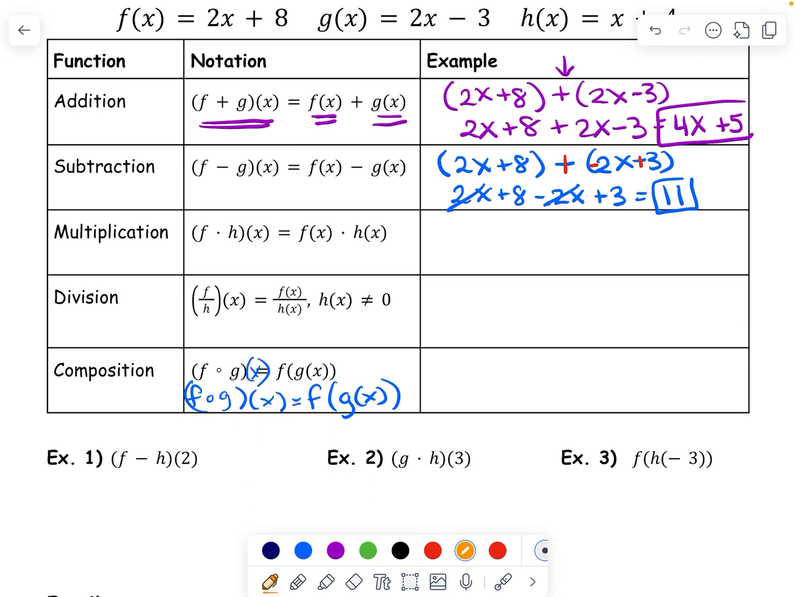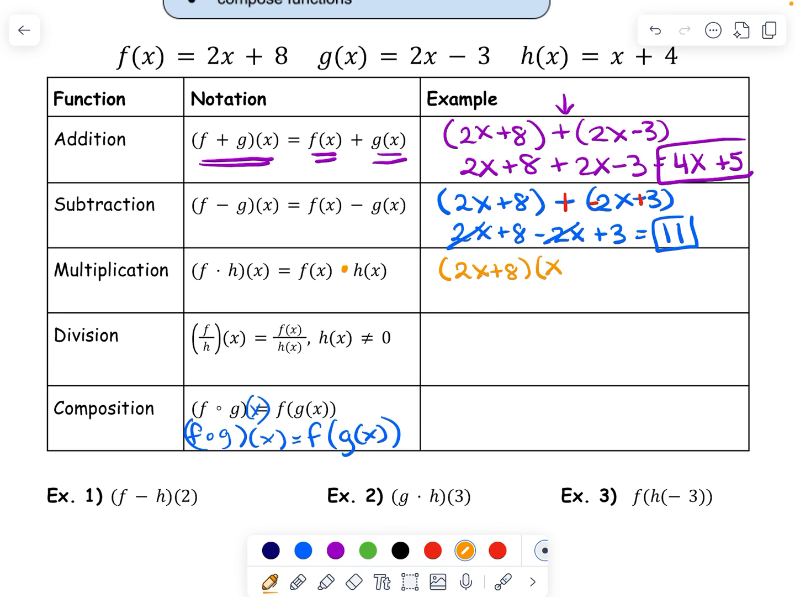So this next one is multiplication. When you have that closed dot, it's multiplication. So all we're doing is taking the f of x, 2x plus 8, and multiplying it by the h of x, which is x plus 4. And there's nothing in between. So that's the difference you can see: this is not addition, this is not subtraction, this is multiplication. When there's nothing between, that's what we're going to get.